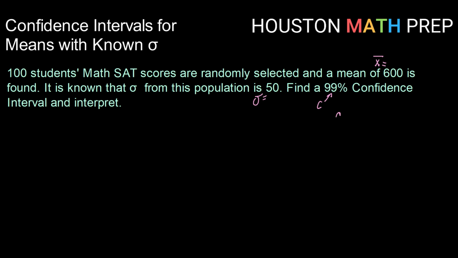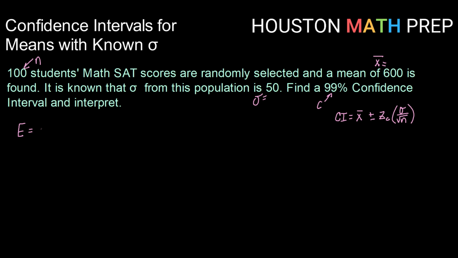Remember that our confidence interval is going to be calculated by taking our point estimate of x bar and adding or subtracting from that our margin of error, which will be our z critical times our sigma divided by our square root of n. Our n is going to be our number in the sample. So let's get working on our margin of error first.